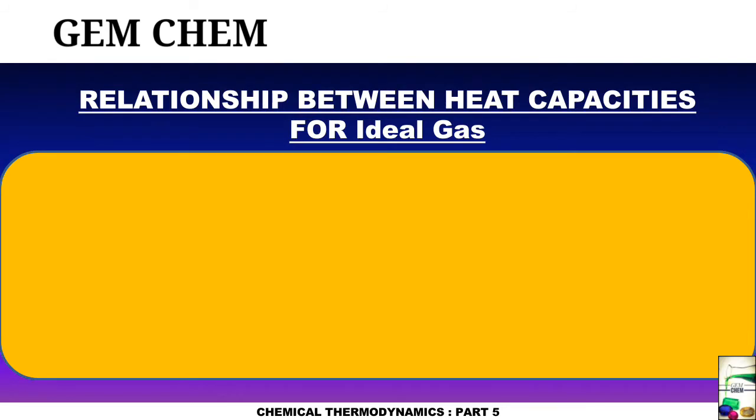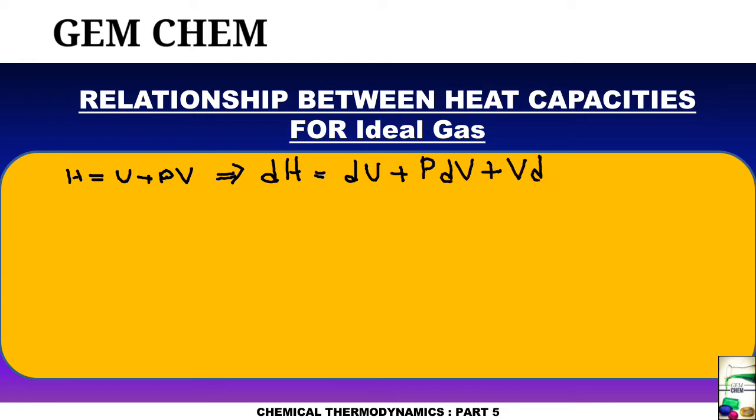Now first, the relationship between heat capacities for ideal gas requires a basic equation to start with. So what is the basic equation? From the previous video we know that H is equal to U plus PV. Right. So now we will take the derivative of it. So dH gives us dU plus PdV plus VdP, right? Now we know that dH can be written as this one.